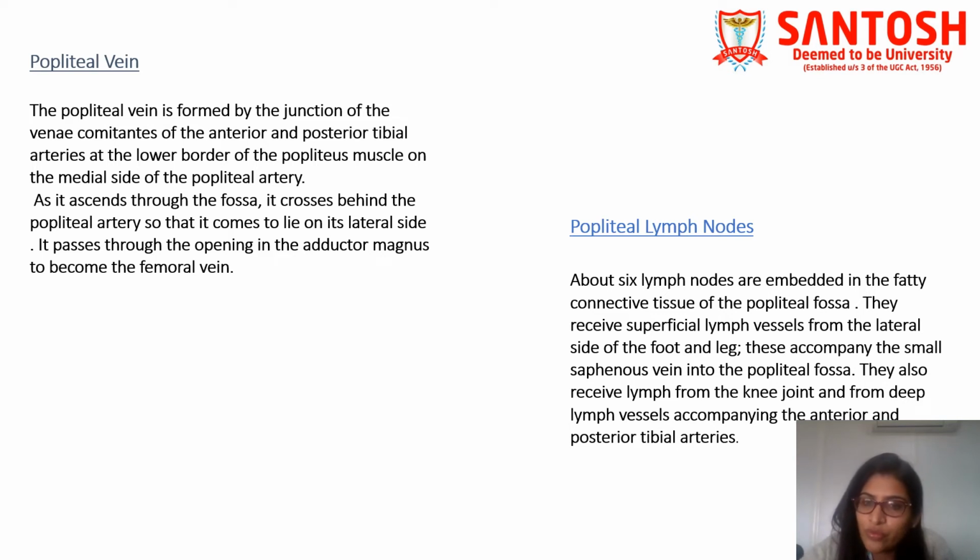Now, popliteal lymph nodes: approximately 6 lymph nodes are embedded in the fatty connective tissue of the popliteal fossa. They receive superficial lymph vessels from the lateral side of the foot and leg. These accompany the small saphenous vein into the popliteal fossa. They also receive lymph from the knee joint and from the deep lymph vessels accompanying the anterior and posterior tibial arteries.